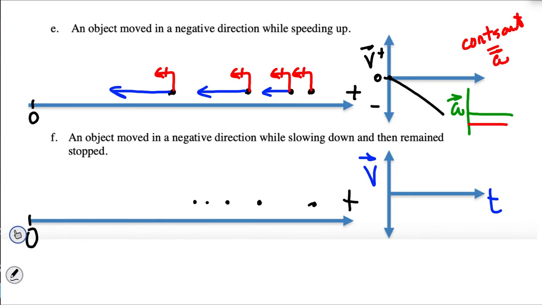But then it remains stopped. Do you remember what the position dots look like if something remains stopped? And the answer is they stack. We're representing, remember, this is a position line, right? They're at the same position, a clock reading later and later and later. So initially we've got a big negative velocity, and then a smaller negative velocity, and a smaller negative velocity, and a really small negative velocity, and then stopped.